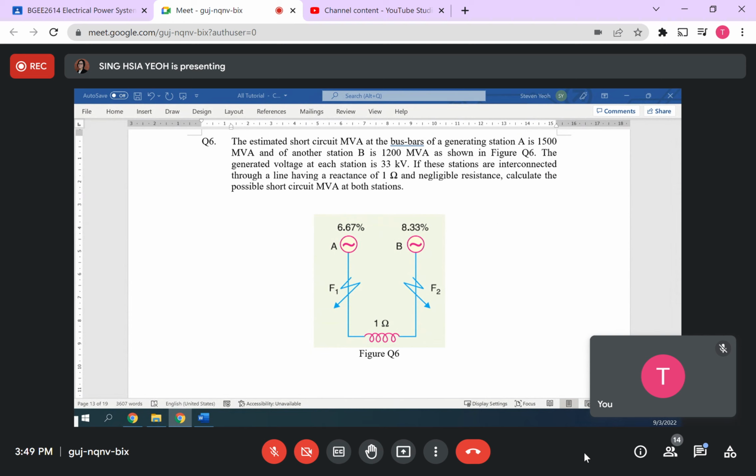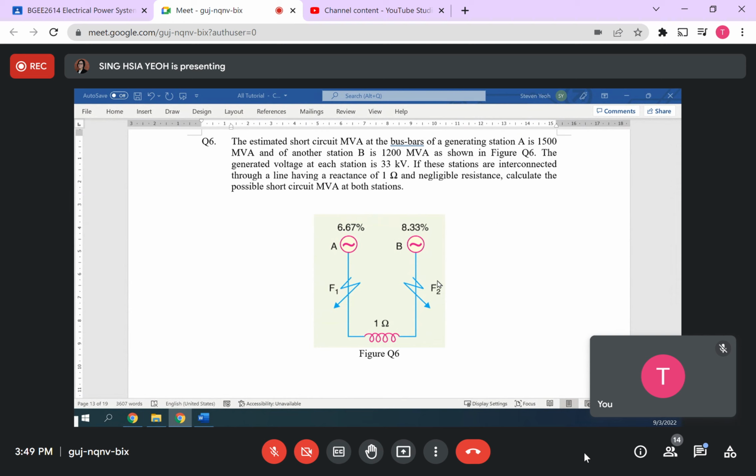Okay, let's look at this. You have generating station A is 1005 MVA, another station B is 1002 MVA. The generating voltage at each station is 33 kV. If these stations are interconnected through a line of reactance of 1 ohm and negligible resistance, calculate the possible short circuit MVA at both stations, meaning F1 and F2. So you want to calculate F1 and then F2.